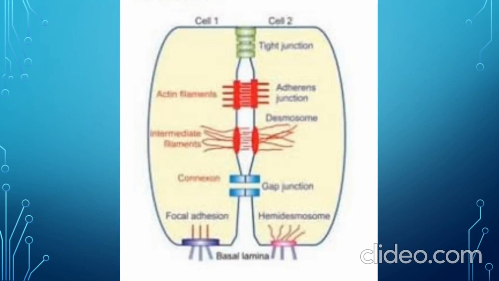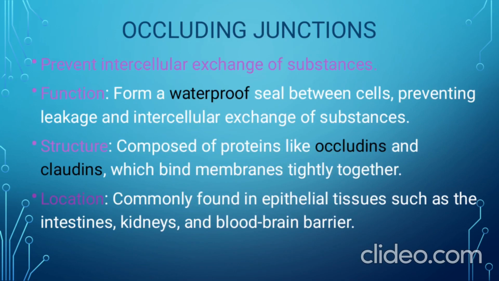Starting with the occluding junction. On this page, you can see the different examples of junctions that we have: the tight junction, the adherens junction just inferior to the tight junction, then the desmosome, the gap junction, and the focal adhesion and hemidesmosome. Occluding junctions prevent intercellular exchange of substances. They form a waterproof seal between cells and prevent leakage. Basically, they prevent intercellular exchange of substances, not completely, but partially. We'll talk about an example, the tight junction, very soon.